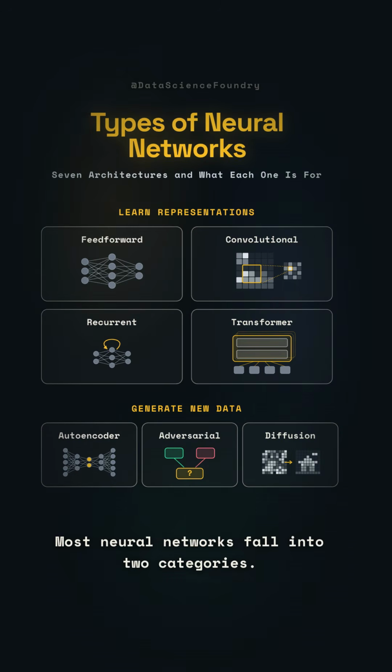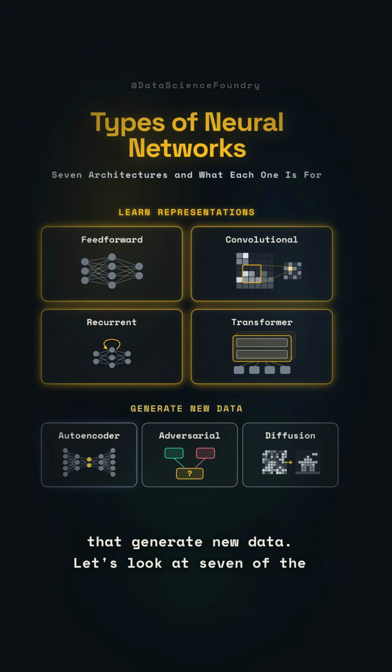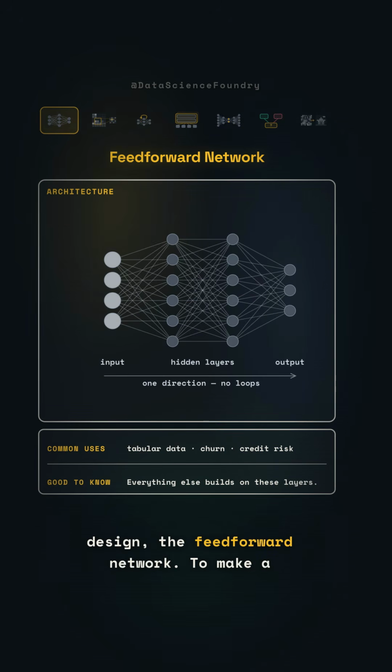Most neural networks fall into two categories: models that learn representations and models that generate new data. Let's look at 7 of the most important types. Start with the simplest design, the feedforward network.